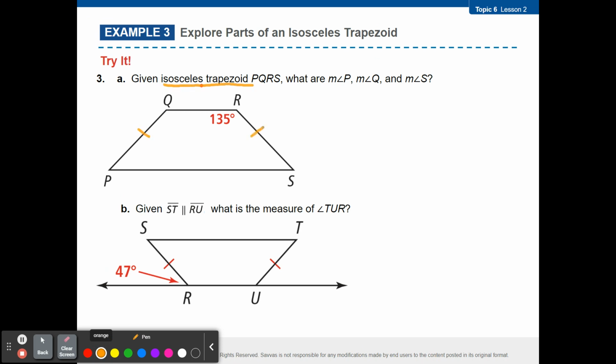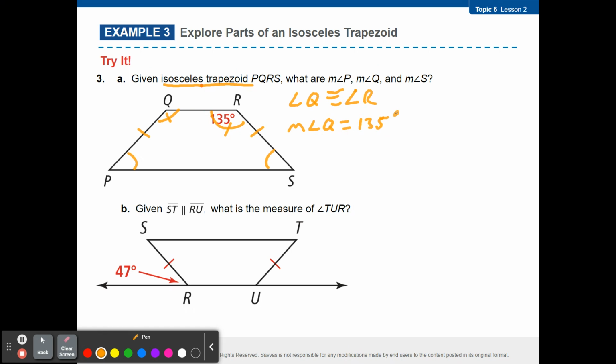First off, this is congruent with that. This angle is congruent with this angle. This angle is also congruent with this angle. So it makes it pretty easy, since we know angle Q is congruent to angle R, the measure of angle Q is going to equal 135. So that was kind of nice.